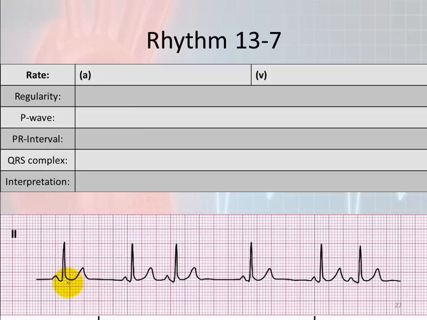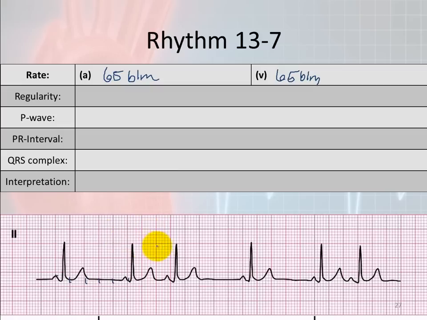All right, this rhythm, let me see what the atrial rate is. Starting here, 300, 150, 100, 75, 60. So we'll say 65-ish. And the ventricular rate is going to be 65 beats per minute because all the P waves have QRS complexes.